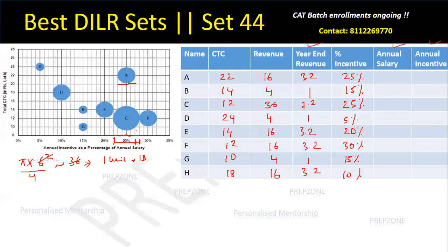So I know annual incentive is nothing but this percentage of annual salary. So काफी simple सी equation बनती है. If I assume this to be X and let's say this will be 1.25x.